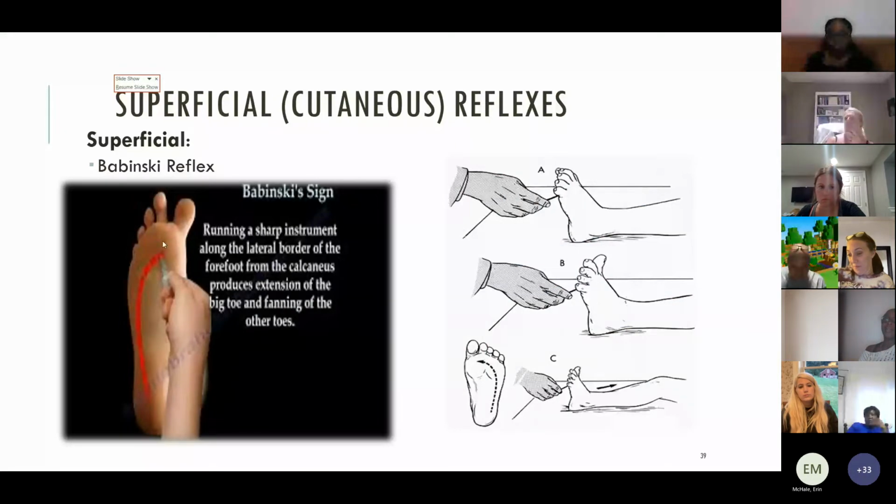We do a lot of this with babies, but we can also do it with adults. To determine if their superficial reflexes are intact, we can take a sharp instrument and run it along the lateral border of the foot. Once we rub that area, it produces an extension of the big toe and causes fanning of the other toes, just like you see in the picture. We can do this in adults and children over 2. A positive Babinski sign can mean that you have some type of issue going on in your brain or in your nervous system.